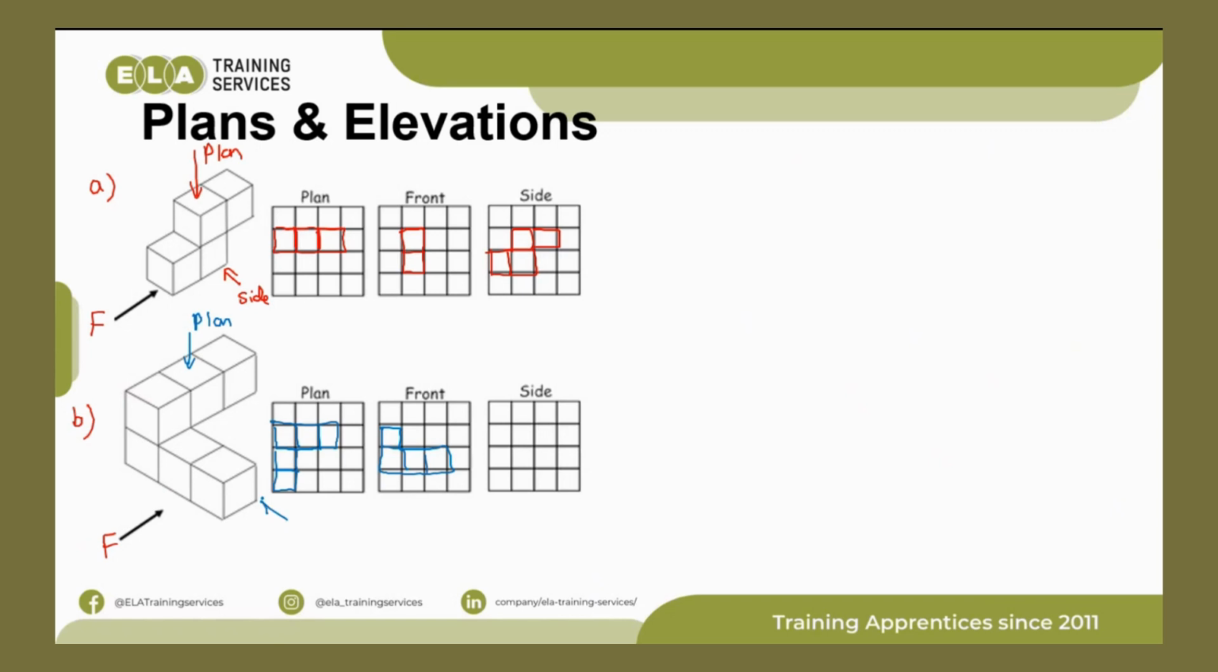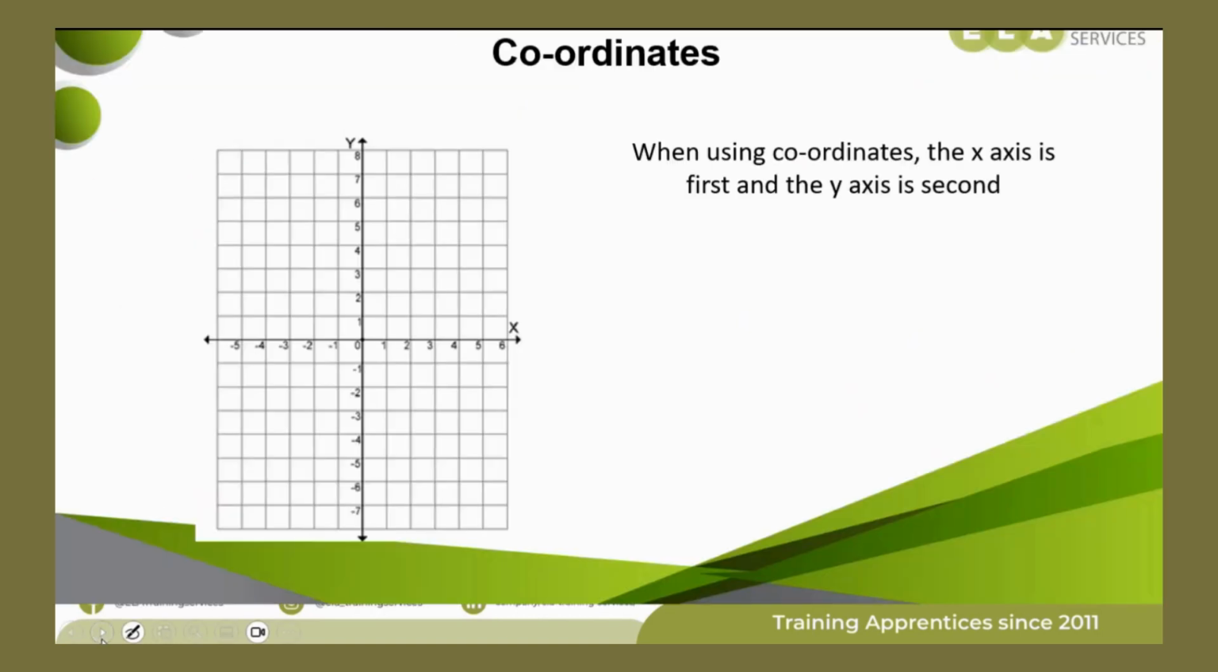And then the side view, you would see this box, we would see this box, and then we would see the 2 across. So we would see 2 and then 2 across again. And that is how we can identify plans and elevations.